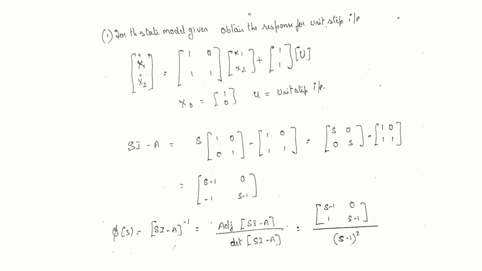That's all the thing. Now I have given a state model like this. Obtain the response for unit step input. See, what we earlier got is the complete system response. I'm talking here about how for each state you can get the solution. So this is our system and these are the initial conditions given.